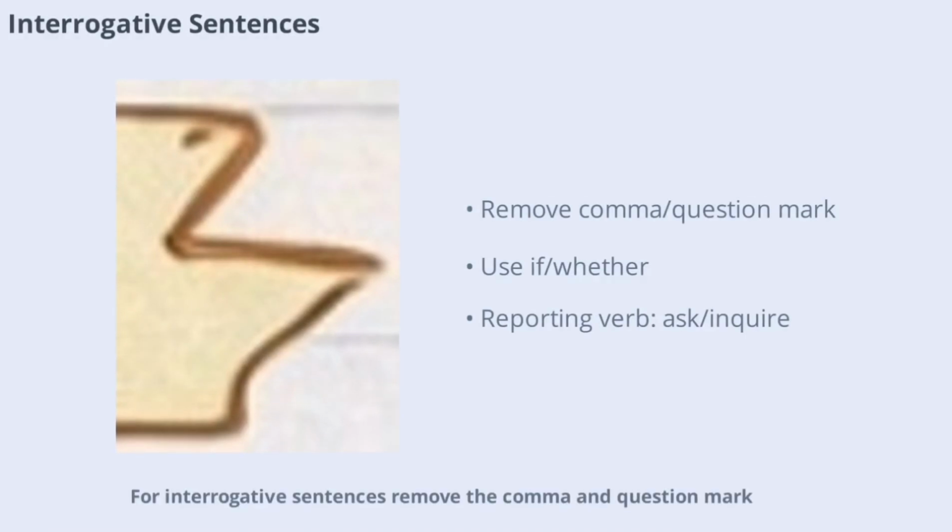Interrogative sentences remove the comma and question mark and use if or whether for yes/no questions or the appropriate WH word for other questions. The reporting verb may change to ask or inquire. For example, he said, "Are you coming to the party?" becomes "he asked if I was coming to the party." This structure helps maintain clarity in reported questions.